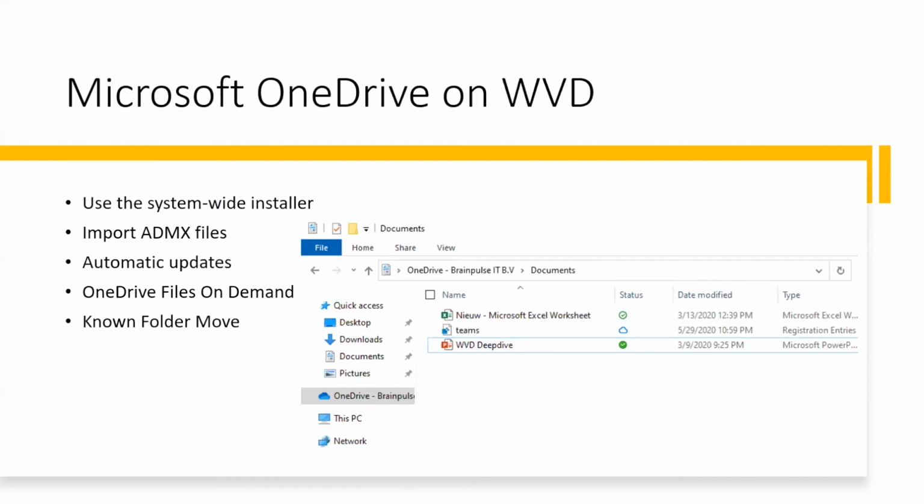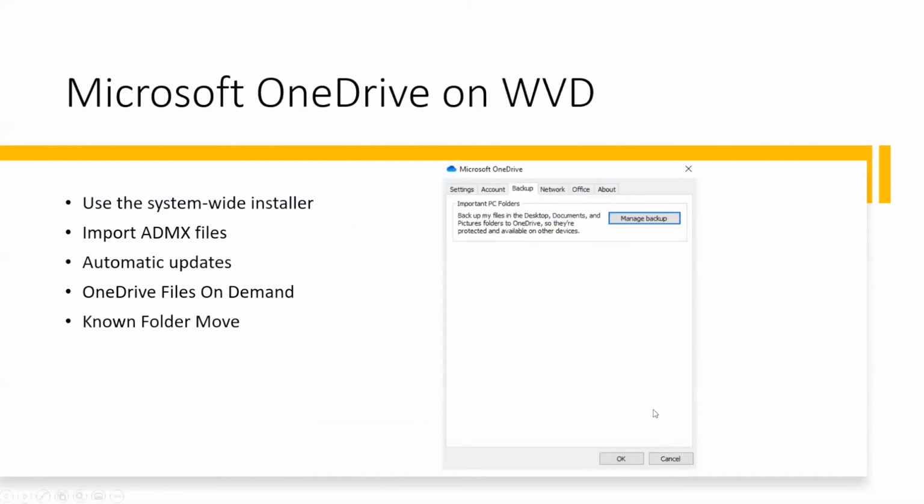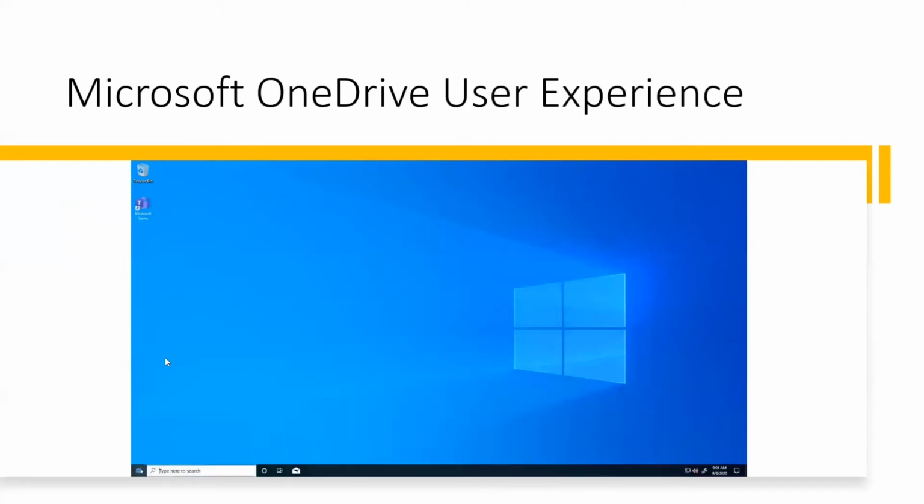Also, I would like to talk about the known folder move. With the known folder move, it's easier to migrate, or let's say to move the contents of the desktop, documents and pictures folder and redirect it to your user's OneDrive folder. This lets your users continue working in the folders they are familiar with and access their files from any device. So I recorded a little demo of what the end user experience is like.